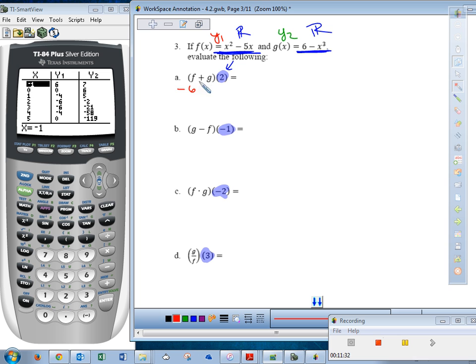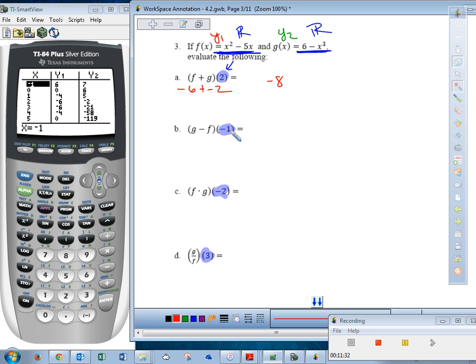What's the operation they want me to do? Plus, I will bring that down. What's g of 2? G of 2 is negative 2, right? Did I do that right? All you do is add them together. What's negative 6 and negative 2? Negative 8. All we're doing is evaluating f of 2, then evaluating g of 2, and adding them together. My calculator's table of values will do all of that for me.